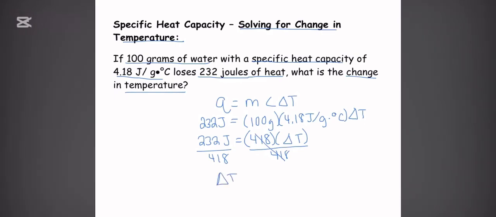Now that delta T is by itself, we're going to go ahead and divide the 232 joules by the 418. So that would then give us 0.56 degrees Celsius, where all of the units will be cancelled. So our final answer is delta T equals 0.56 Celsius.